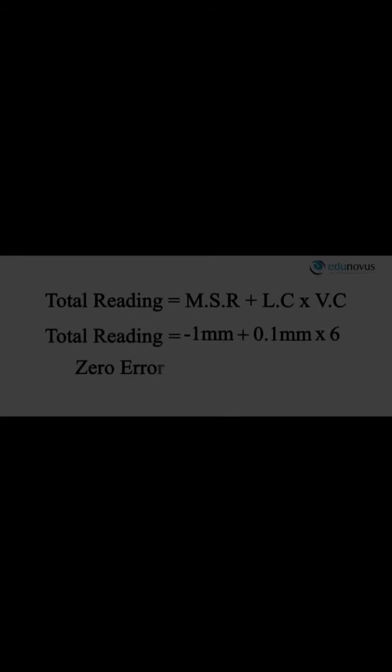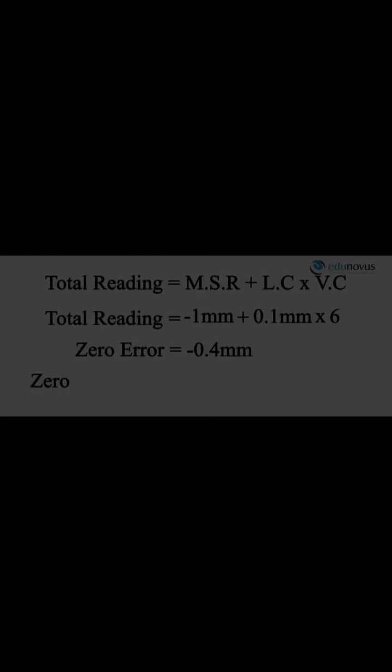As usual, this error can also be calculated using the formula. Main scale reading is -1 millimeters. Vernier coincidence is equal to 6 and least count is equal to 0.1 mm. Therefore, error is equal to minus 0.4 mm and the correction is plus 0.4 mm.